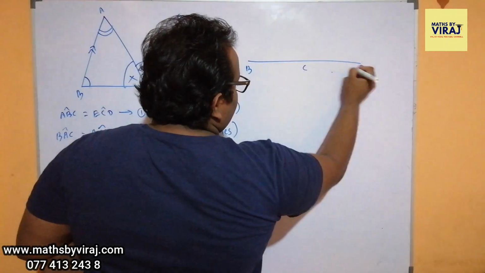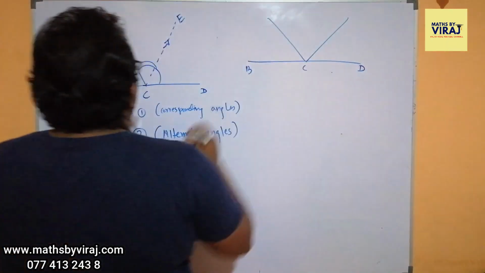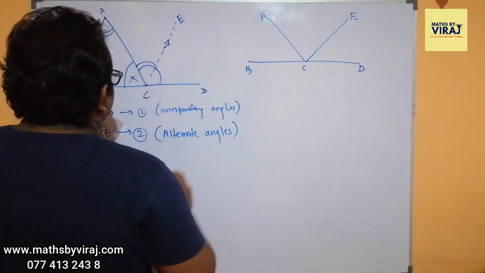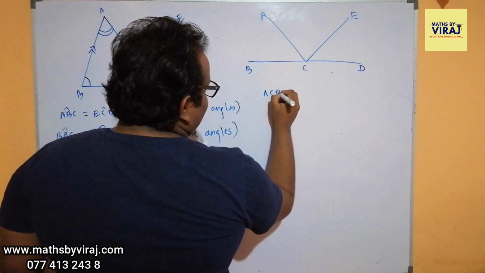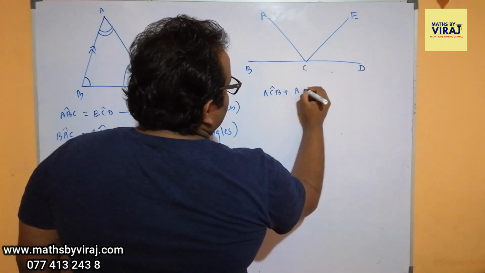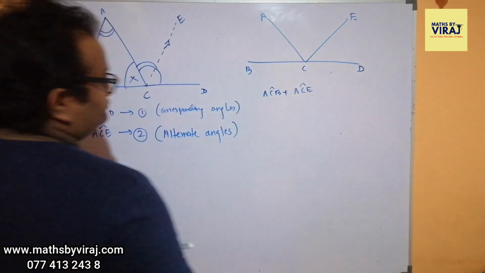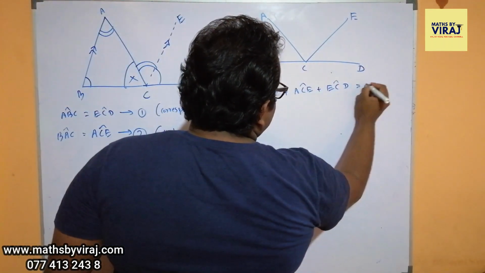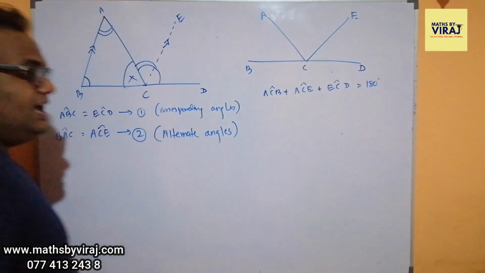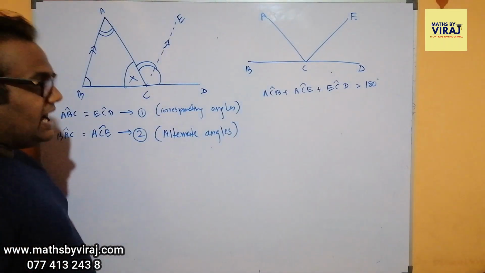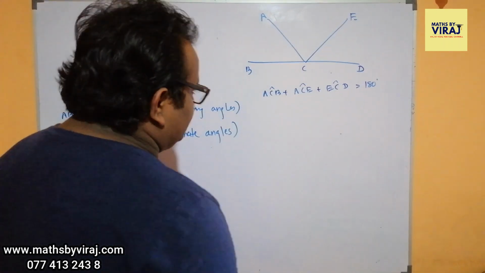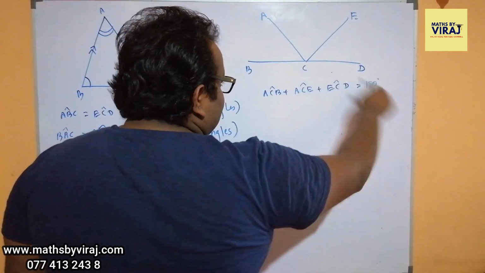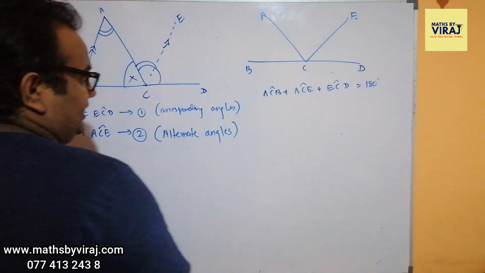Right. Children, if I draw the straight line BCD, it would look like this. I can say angle ACB plus angle ACE plus angle ECD is equal to 180 degrees. Why? Angles on a straight line add up to 180 degrees. Therefore, ACB plus ACE plus ECD is equal to 180.